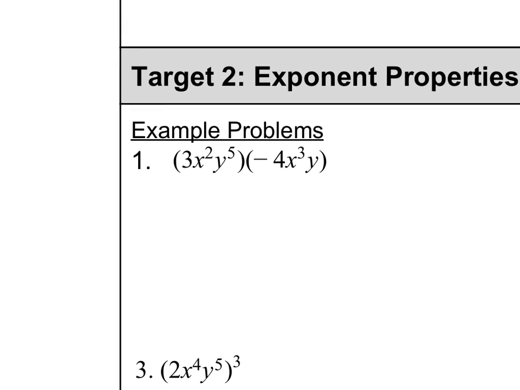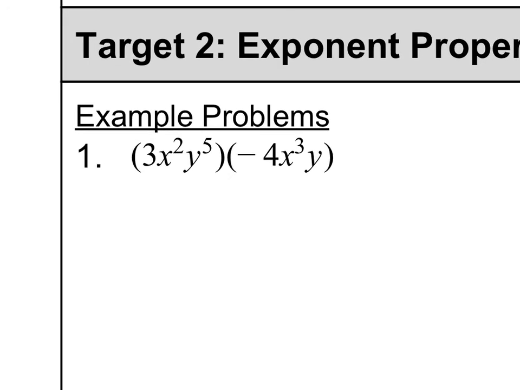Example 1, we want to multiply 3x squared y to the fifth times negative 4x to the third times y. Now some people see this and they get immediately intimidated. Luckily, we only need to worry about corresponding pieces. And what I mean by that is this 3 is a plain old number. That's only going to multiply to other plain old numbers. So I really only need to figure out what is 3 times negative 4. Well, that's not too hard.